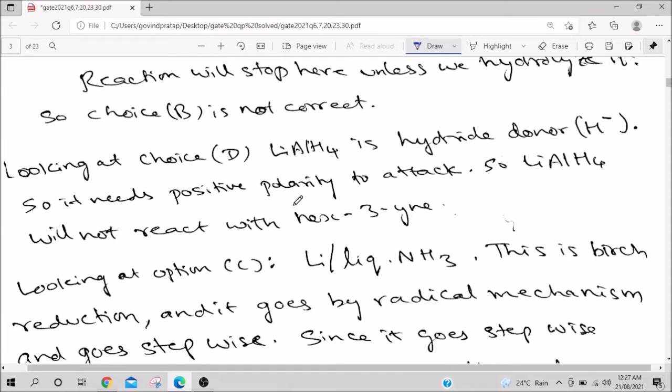Choice D is lithium aluminum hydride. Now lithium aluminum hydride is basically a hydride donor, you need H minus kind of thing. So for negative, positive charge is important. You need positive polarity, something like if a carbonyl group is there, it will go and attack. Here in alkyne, there is no such polarity, there is no positive polarity at all. So LiAlH4 doesn't react with an isolated double bond or isolated triple bond.